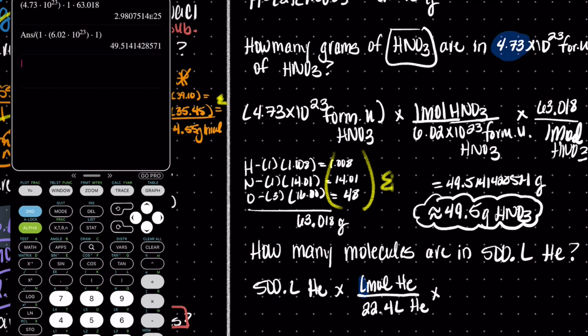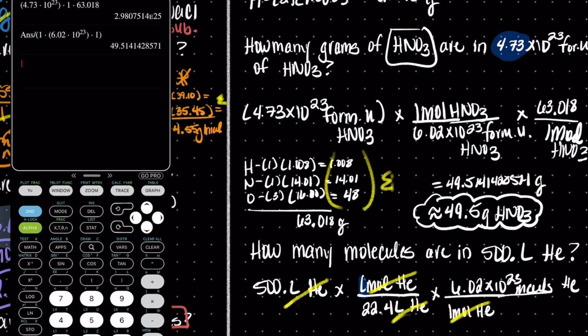Now that I'm in moles, my goal is to get to molecules. So for every 1 mole of helium, I know I have 6.02 times 10 to the 23rd molecules of helium. That's my last conversion factor at the top. I'm in molecules. I'm asked for molecules. Let's see what cancels. Liters of helium, liters of helium. Mole of helium, mole of helium. Okay, we're good to go there.